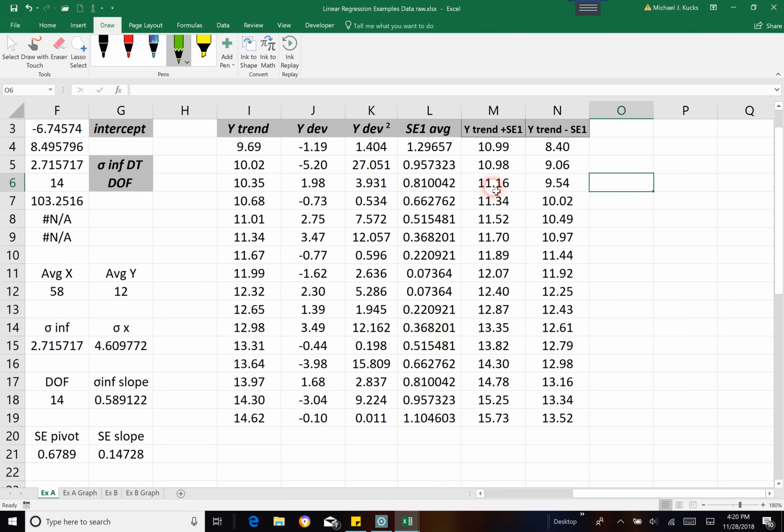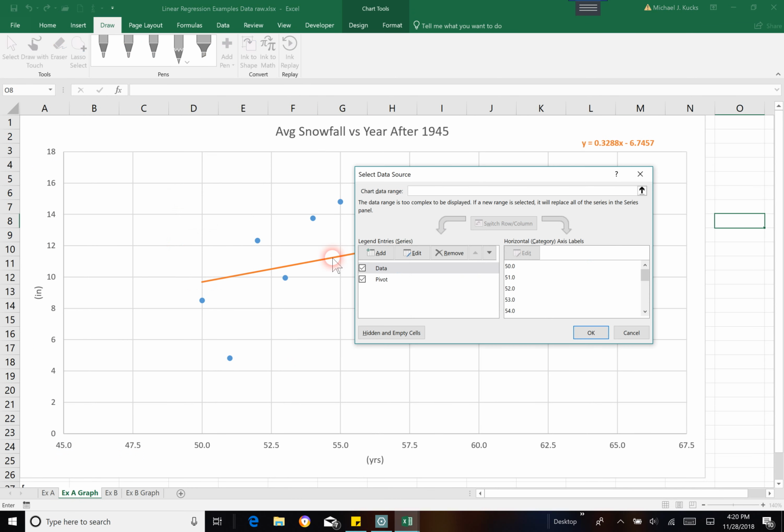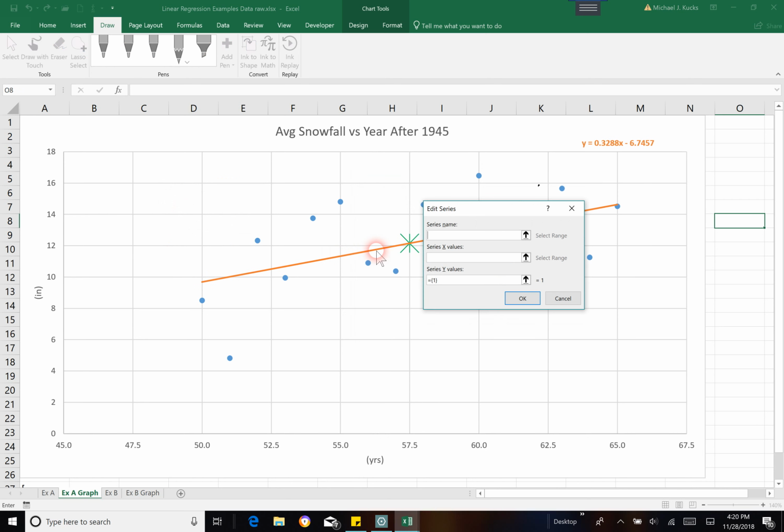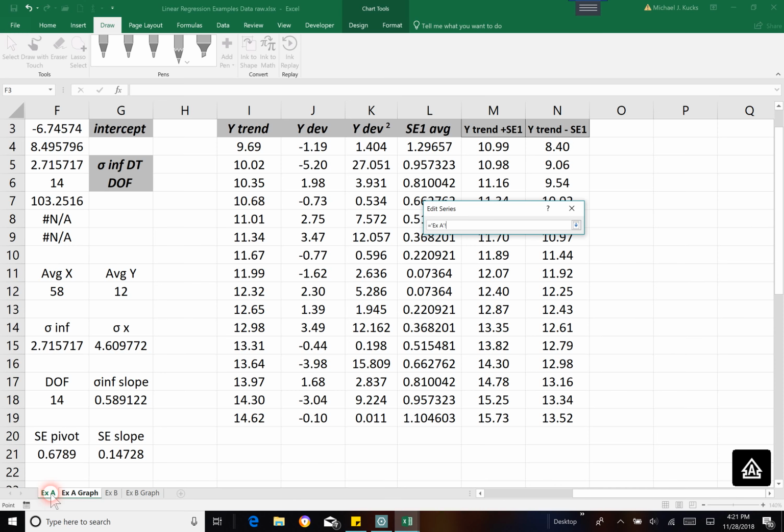Now I've got two columns of numbers that I can use to make some more lines on my graph. So let's go back to my graph. When you see these on here, hopefully it'll all make sense. Let's select data. I want to add a series. I'm going to call this trend plus SE1.